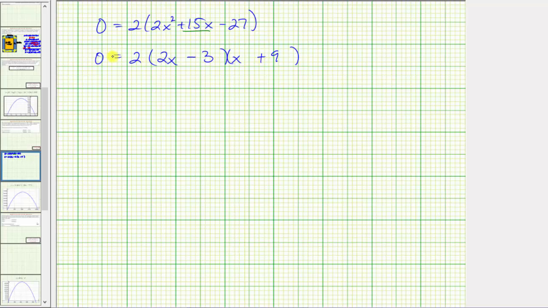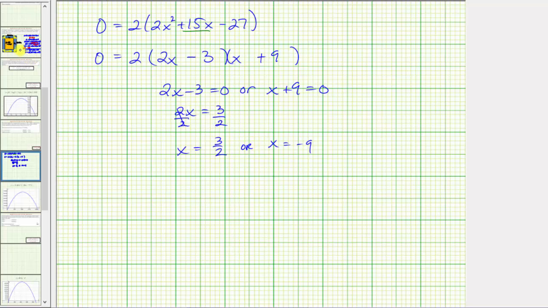Because this product is equal to 0, the factor of 2x minus 3 must equal 0, or the factor of x plus 9 must equal 0. Notice how we don't get a solution for the factor of 2 because there's no variable in this factor. Solving for x here, we add 3 and then divide by 2. So adding 3, we have 2x equals 3. Dividing both sides by 2, we have x equals 3 halves. Solving for x here, we subtract 9 on both sides, and we get x equals negative 9.